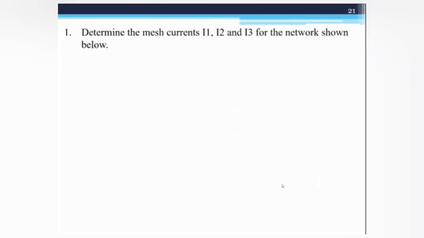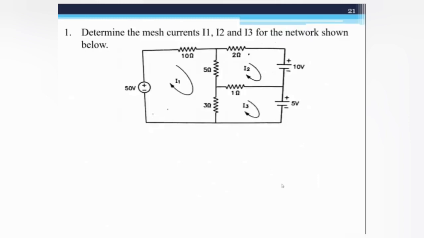So let us solve the first example. Determine the mesh current I1, I2, and I3 for the network shown below. This is your network, right? So in this network, there are 3 loops, means 1, 2, and 3. The mesh current of the first loop is I1, and I2 and I3 for the second and third loop respectively, right? So the first step is to give the direction. The direction is already given in your circuit, right?